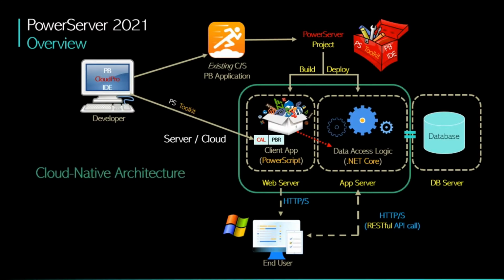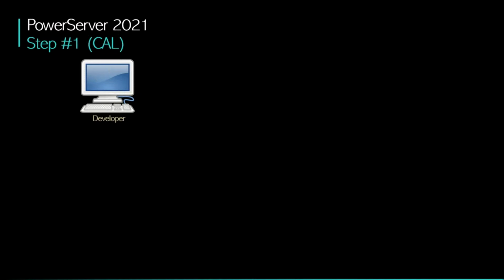So this is basically what we now call the cloud native architecture here in PowerServer 2021. Again, it's all driven from the PowerBuilder IDE. So there's not much new to learn. You're still using the same IDE. So let's look at the first step, building and deploying the Cloud App Launcher.